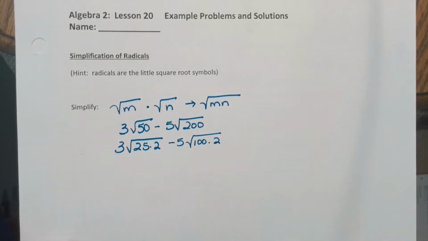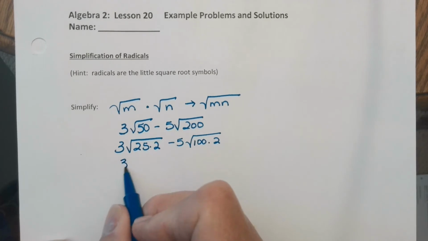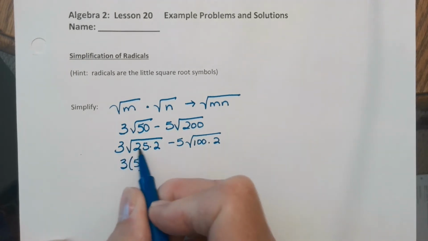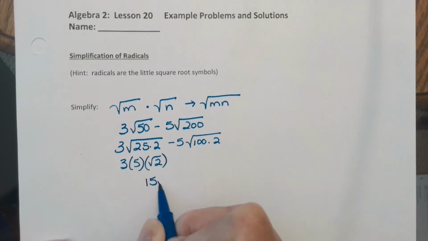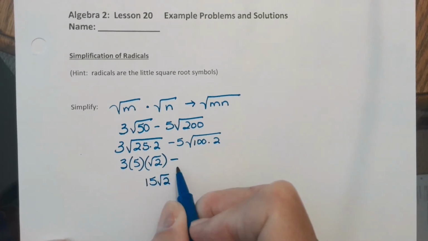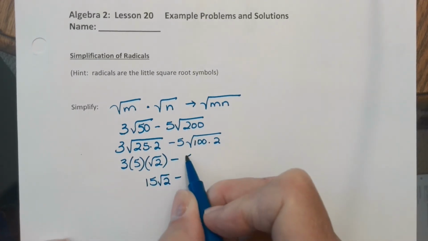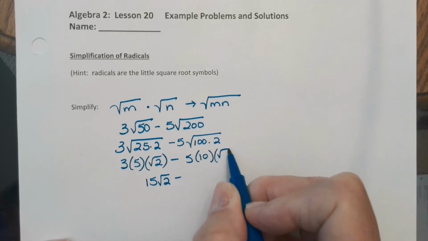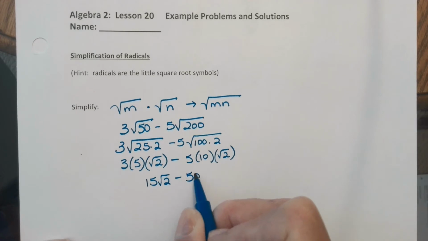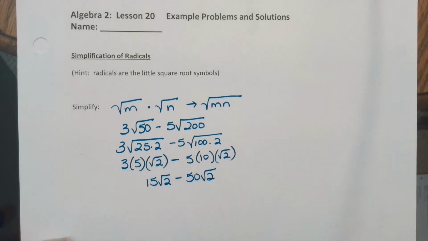Now I could have done different things with them, but I want to do it where I know the square root of a number. So this is going to be 3 times 5, the square root of 25, times the square root of 2. So that's 15 times the square root of 2. This is going to be 5 times 10, the square root of 100, times the square root of 2. So this is 50 times the square root of 2.